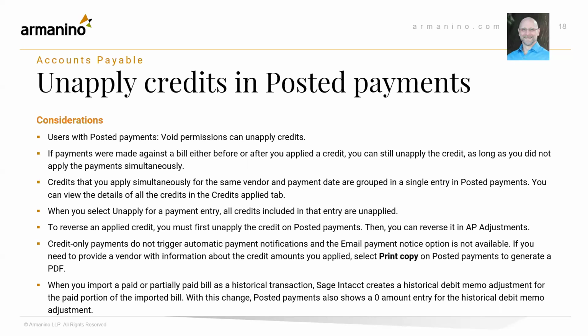Credit-only payments do not trigger automatic payment notifications, and the email payment notice option is not available. If you need to provide a vendor with information about the credit amounts you applied, select print copy on posted payments to generate a PDF. When you import a paid or partially paid bill as a historical transaction, Sage Intacct creates a historical debit memo adjustment for the paid portion of the imported bill. With this change, posted payments also shows a 0 amount entry for the historical debit memo adjustment.